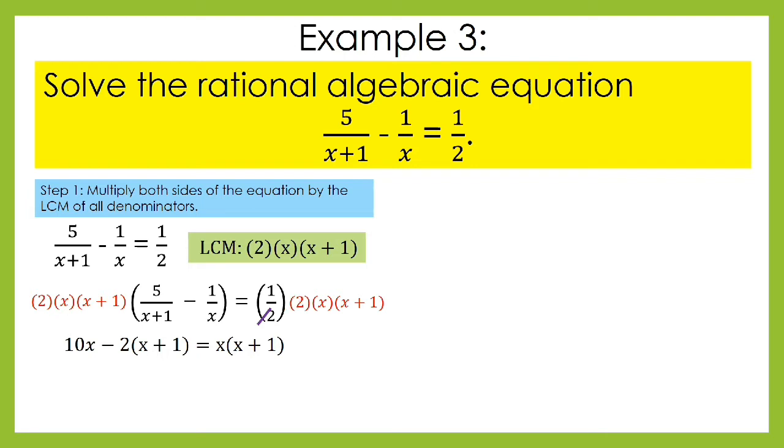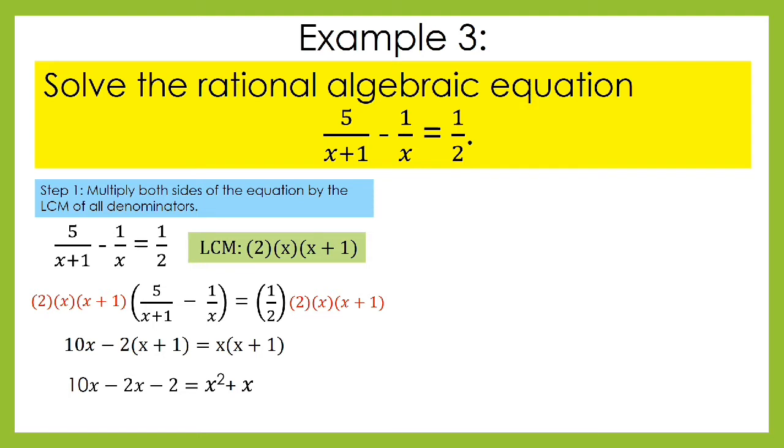Next, let's simplify. 10x, let's copy and then distribute negative 2. We multiply negative 2 to x, so we have negative 2x. Multiply negative 2 to 1, we have negative 2. Equals, distribute x to x plus 1. X times x is x squared. X times 1 ay x.